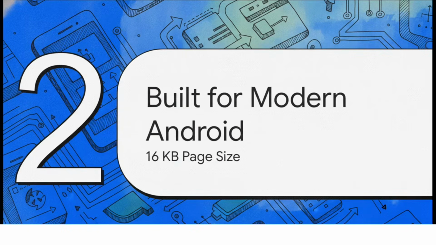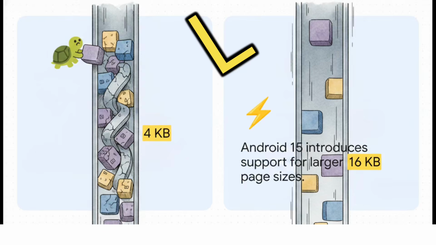Moving on to Section 2, built for modern Android. Okay, so how do you actually engineer that kind of immediacy? Well, we have to peek at the technical engine. Historically, Android devices manage their memory in 4 kilobyte pages. But as our phones get packed with way more RAM, the system is evolving to support 16 kilobyte memory pages, especially for Android 15 and up.